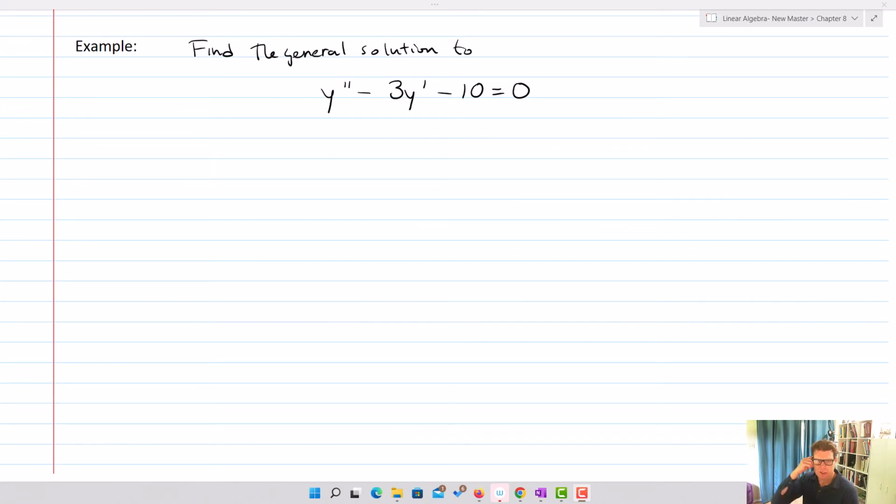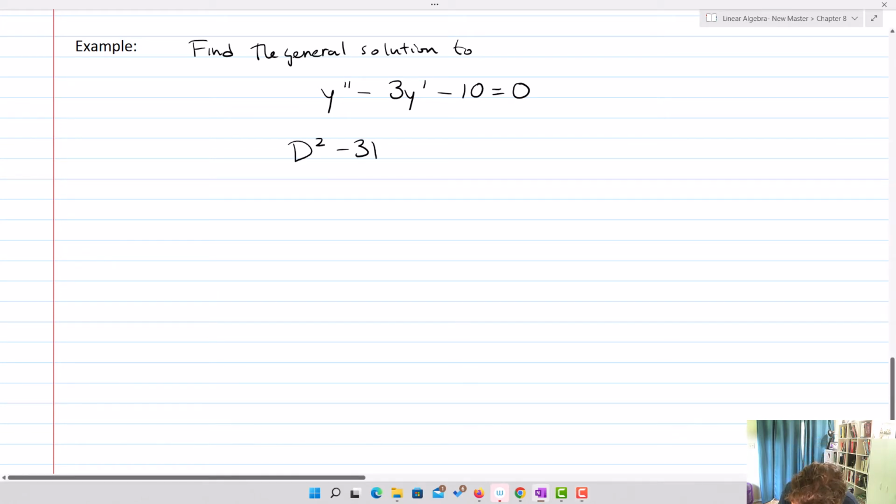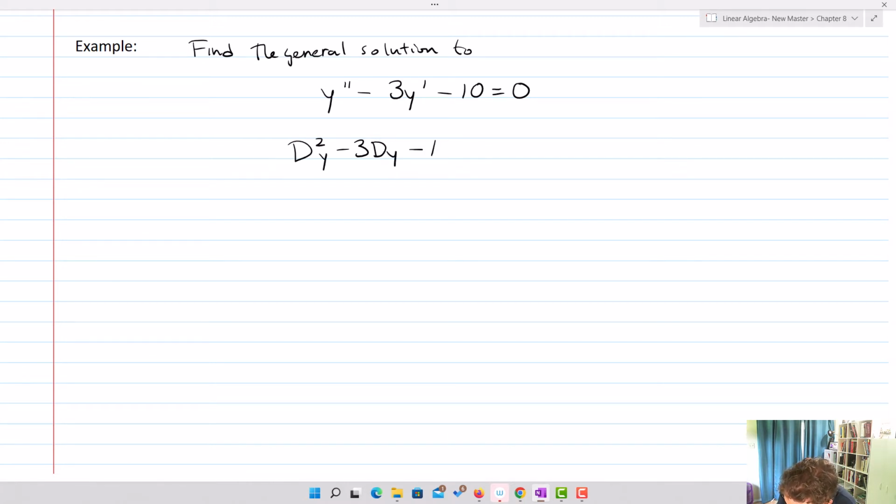So let's go find the general solution to y double prime minus 3y prime minus 10y equals 0. So what we're going to do here is rewrite this as a differential operator. So this differential operator is going to end up being D squared y minus 3Dy minus 10y equals 0. Okay? And the reason why we're going to do this is because, just inside of the method, with this differential operator we can pull it away and look at just the linear aspects of it. And then we'll turn that directly into our polynomial, into our auxiliary equation.